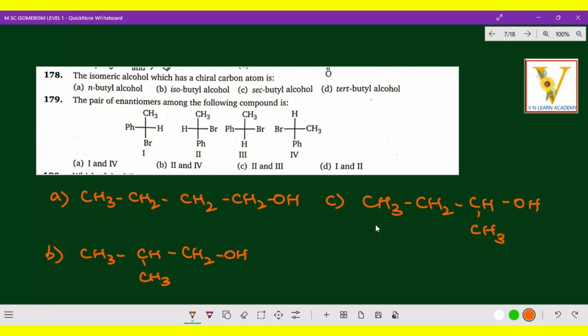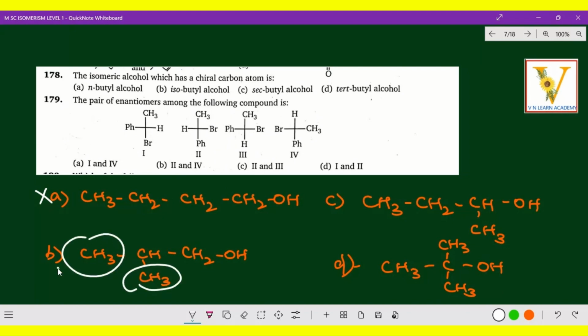So that means this is secondary butyl alcohol. Option D, tertiary butyl alcohol. This is very simple. CH3, C, CH3, here CH3, OH. So in that, which is having a chiral carbon? See, there is no chiral carbon in the long chain structure. So this doesn't have one. And in this one, the carbon is attached to the same CH3 group. This also is not a chiral carbon. Chiral carbon means 4 different groups or atoms attached to that carbon. So that is called chiral carbon.